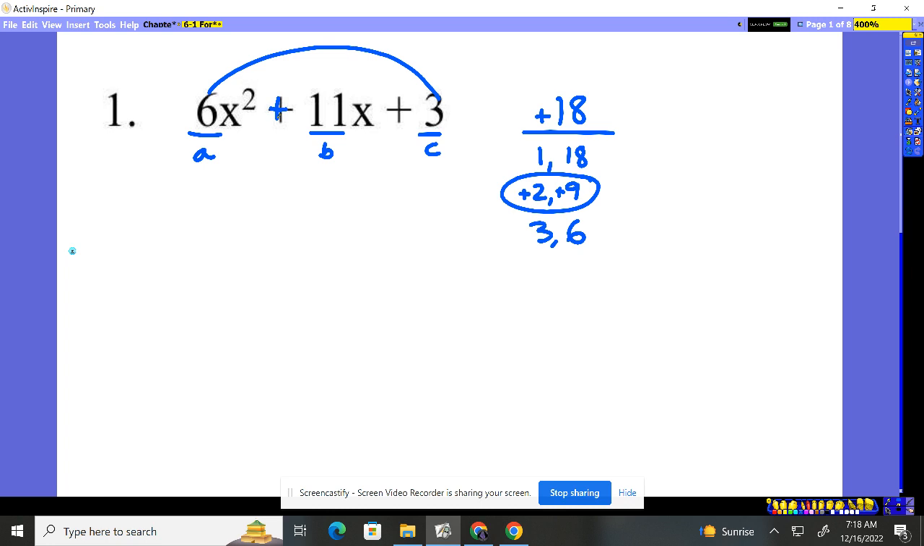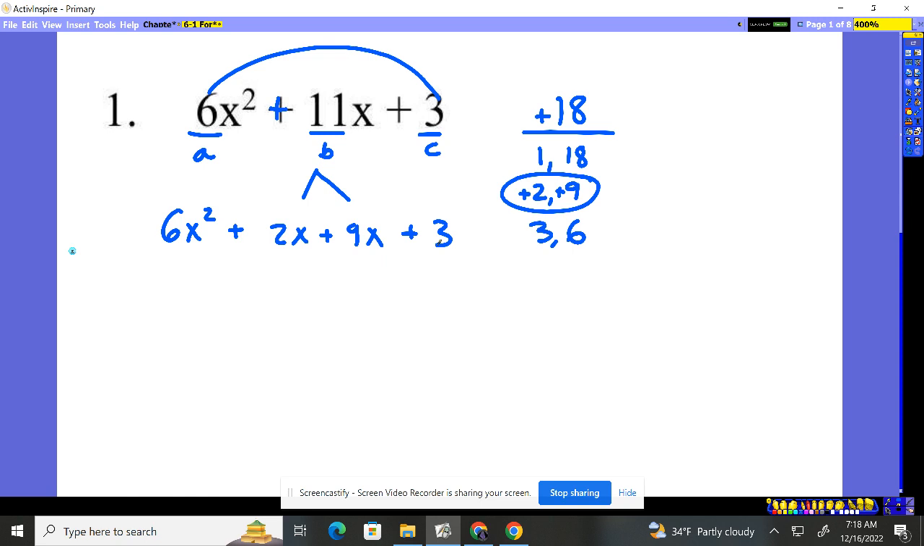So here's what we do. We're going to bust the B down. This is why I call it the busting B method. We'll break it into two parts. So that 11x is going to break into a 2x plus a 9x. And now the rest, the 6x squared comes down, the 3 comes down. So notice all I did is I broke that 11x, the B part, into two pieces.